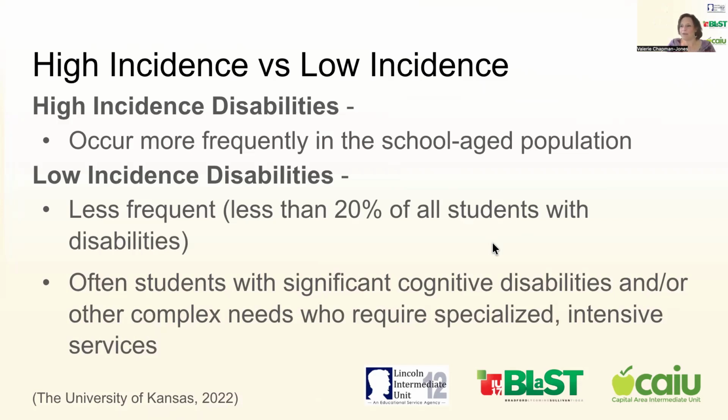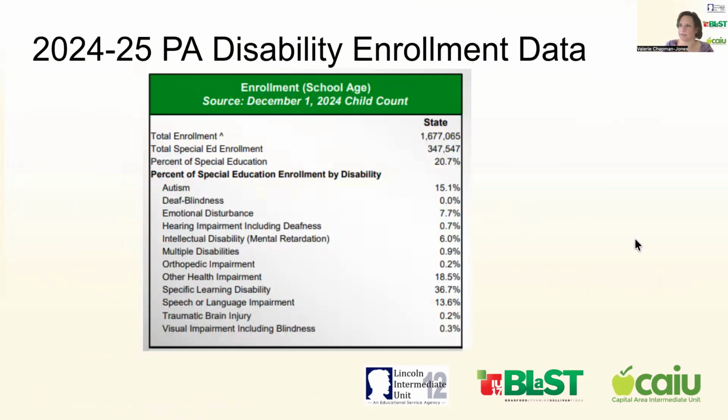So examples of low incidence, and we'll talk about this more, are typically our students with more significant cognitive disabilities and just other complex needs. And a lot of times our low incidence students require that specialized intensive service. And many of these students will have paraprofessional support. So you may already be supporting low incidence students.